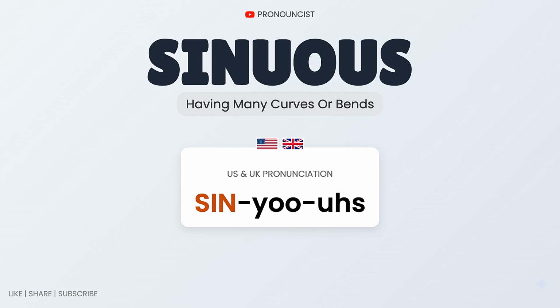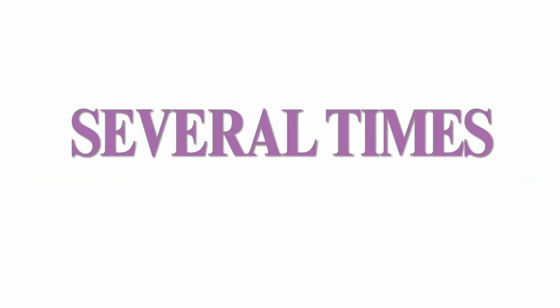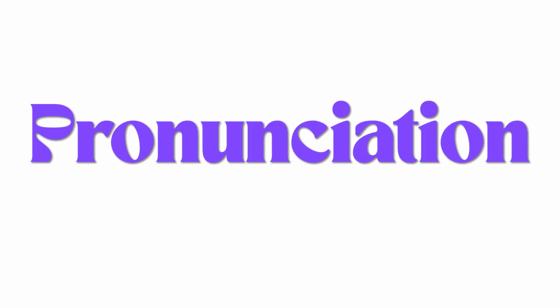Practice repeatedly and you'll soon be able to say this word perfectly. The best way to practice is to repeat the syllable multiple times. The meaning of the word is having many curves or bends. Try repeating this word several times to improve your pronunciation.